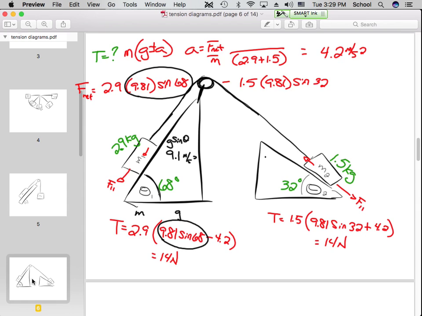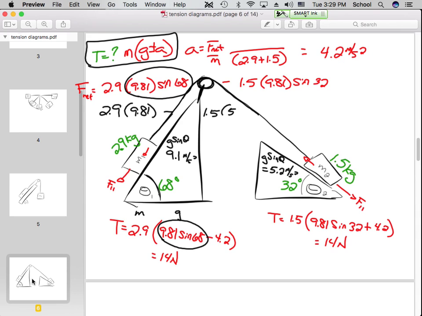And if we did the same thing over here, that turns out to be 5.2 meters per second squared. And then you can just plug straight into this equation. Instead of writing g, you just use this number as your g on the left side and this number as your g on the right side. Oh, okay. And you could have used that in this situation too. So we could have just had 2.9 times 9.1 minus 1.5 times 5.2 as our net.